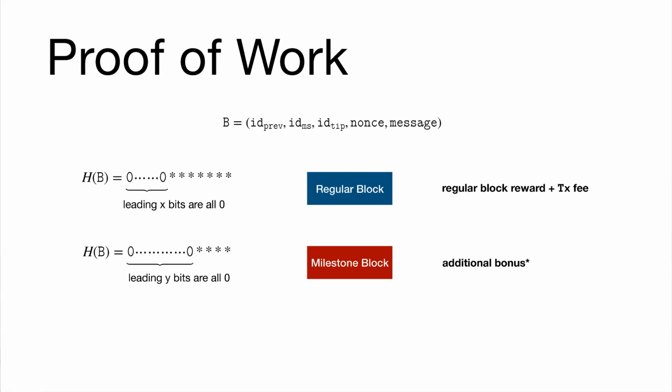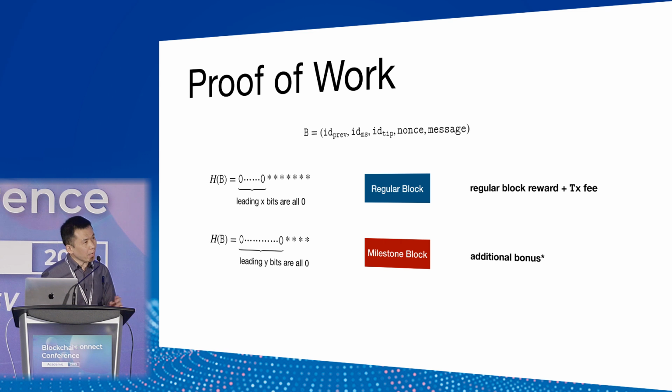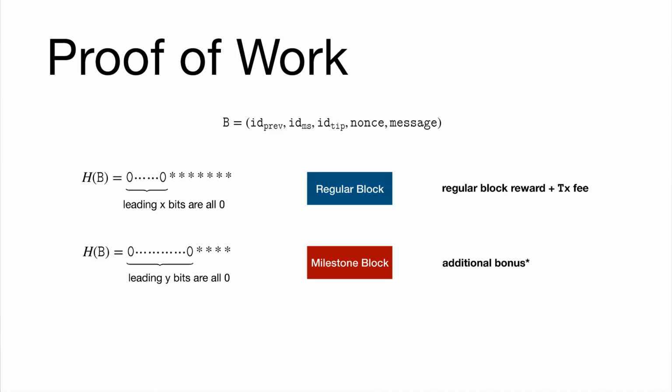Here are the two types of blocks. There are regular blocks, which need proof of work for creating a block. For a regular block, you need the leading X bits of 0, and for a milestone block, it should be more difficult than leading Y bits of 0. So a regular block brings the reward of creating this block and the reward of the transaction fee that this transaction is willing to give you. For a milestone block, there's going to be an additional bonus that we'll talk about in the reward scheme. So a very important thing to note is that while a miner is preparing the block and hashing on it, the miner wouldn't know what kind of block it will turn out to be.